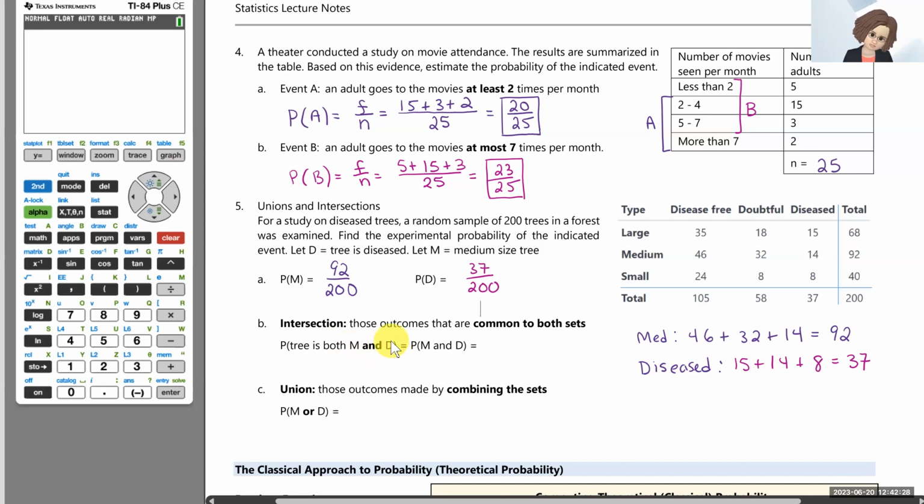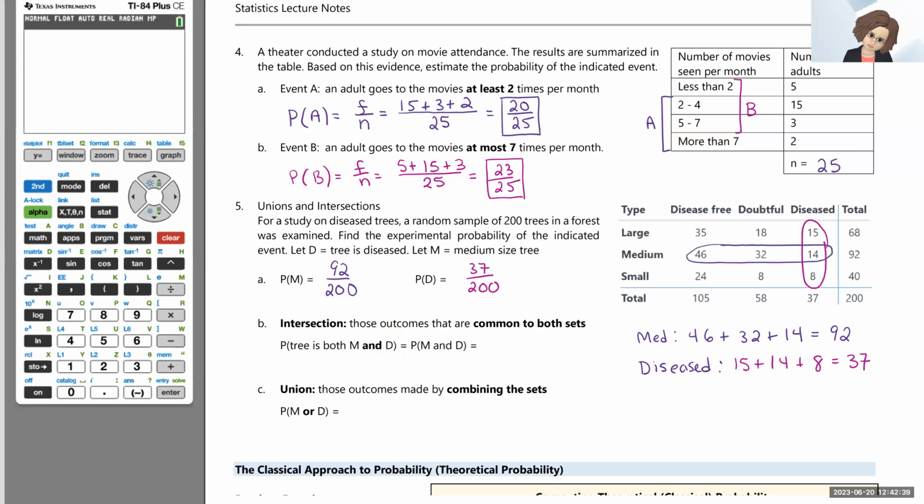So I'm also going to do some circling over here. So there were the diseased trees, the 15 plus 14 plus 8. And here are my medium trees, the 46 plus 32 plus 14. So when we say and in probability, we mean count outcomes that are common to both sets. So now I can see here that 14 trees met the condition of being diseased, and they also met the condition of being a medium tree. So 14 trees meet both conditions.